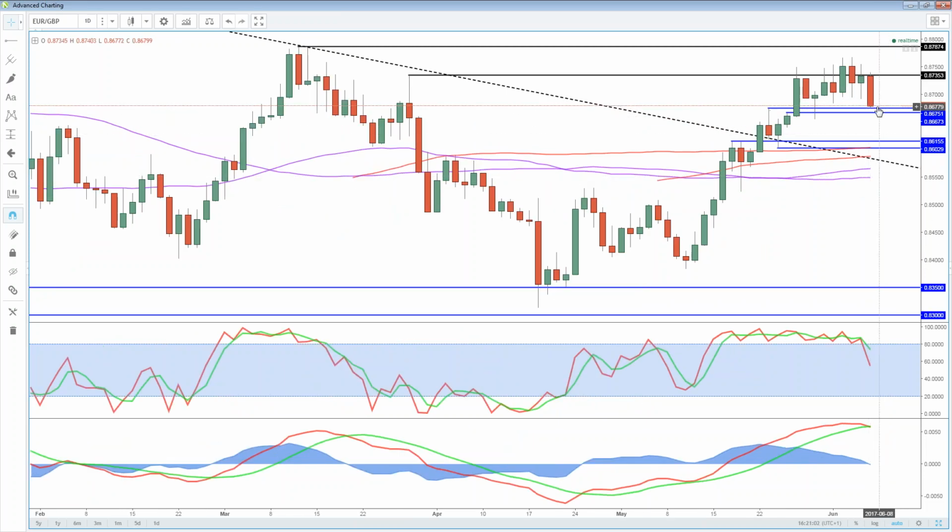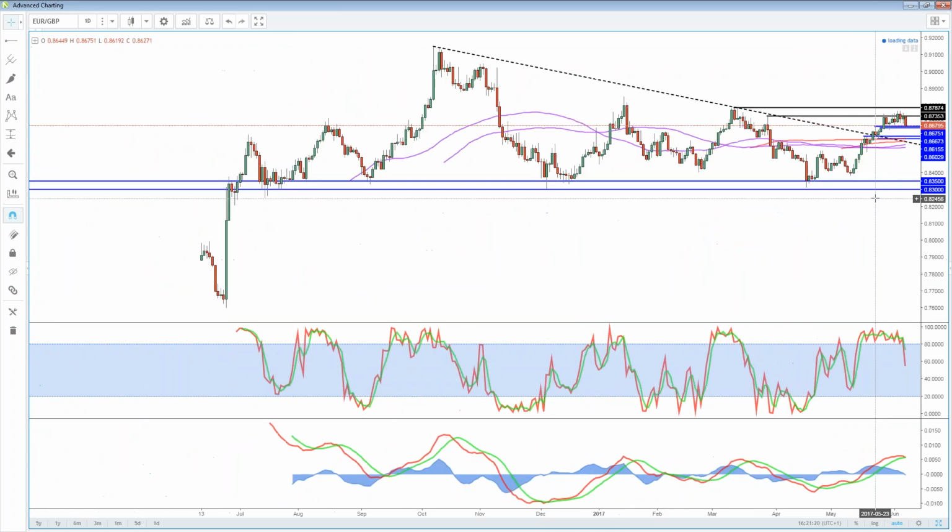But still, I think we've got an interesting level ahead of the polls tomorrow. We've got around these 86.70s, 86.80s. At the moment, we're holding around these levels. This is prior support resistance, even as low as 86.50s. Prior support and resistance appears to be offering some support in the interim as well.